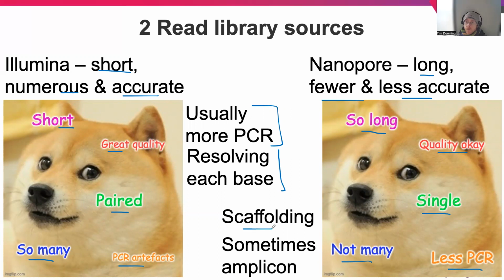So they're very good for scaffolding the genome and getting the general structure and layout, and the proximity and order of genes, but not necessarily good for base resolution.